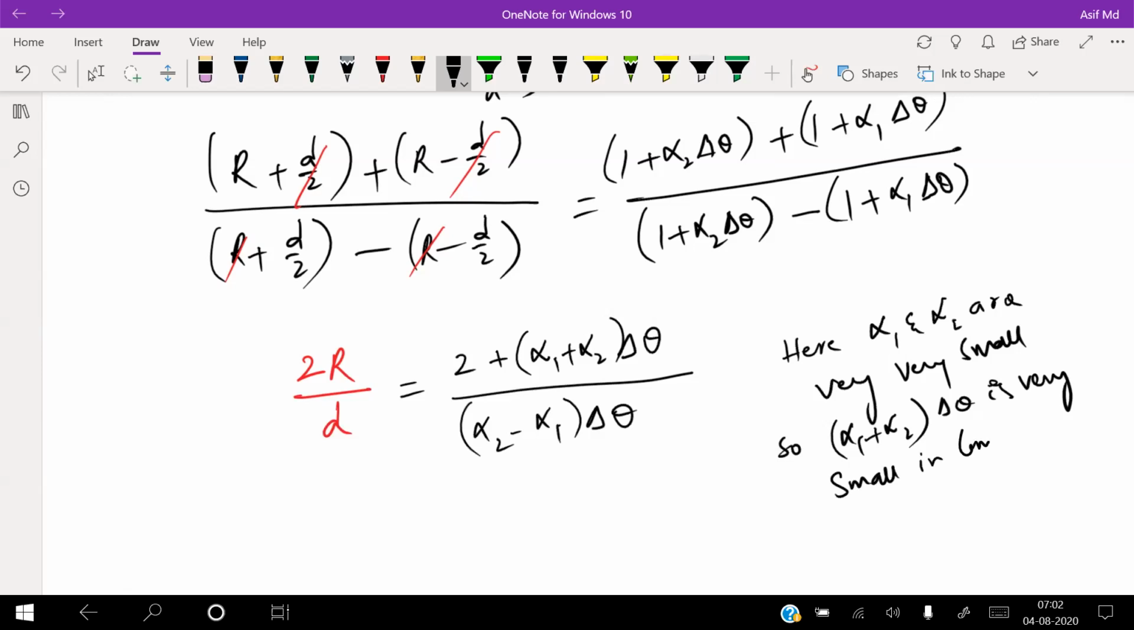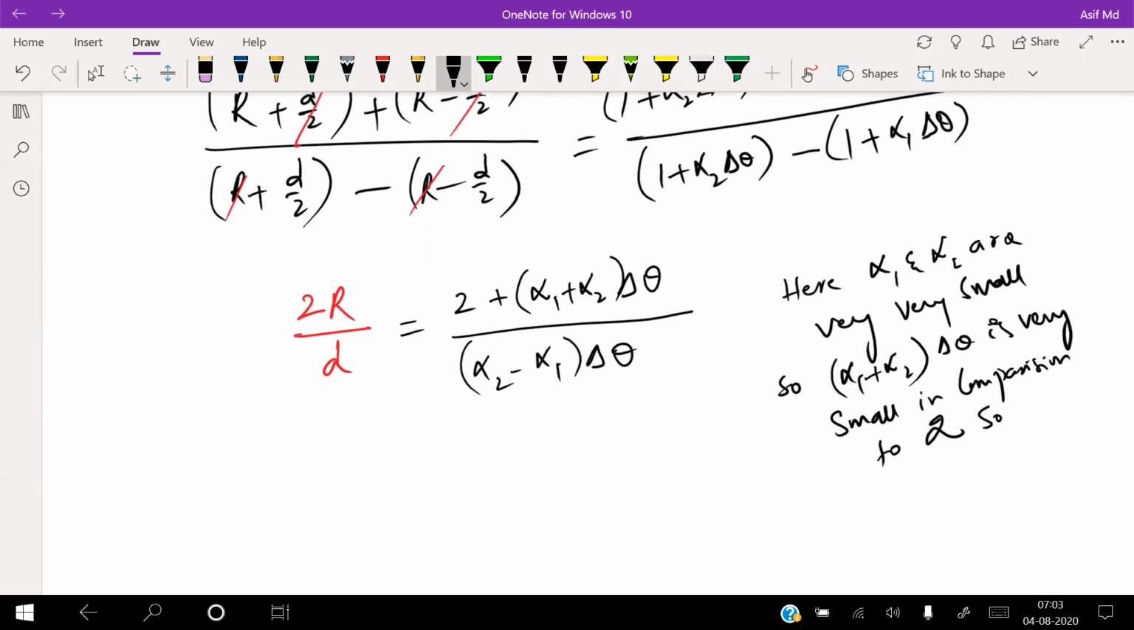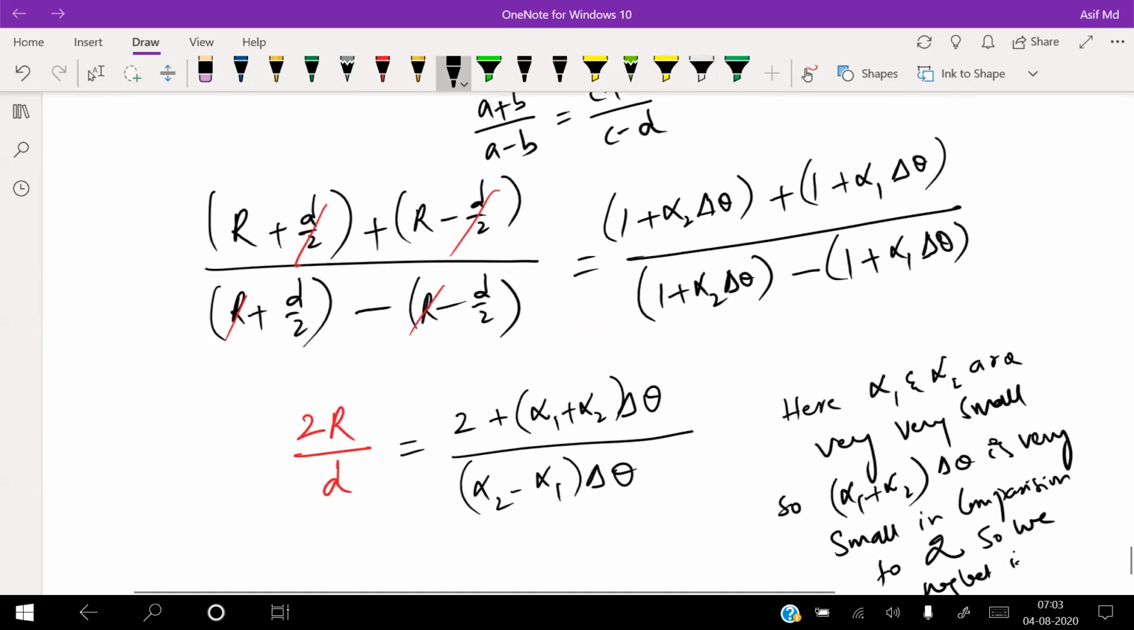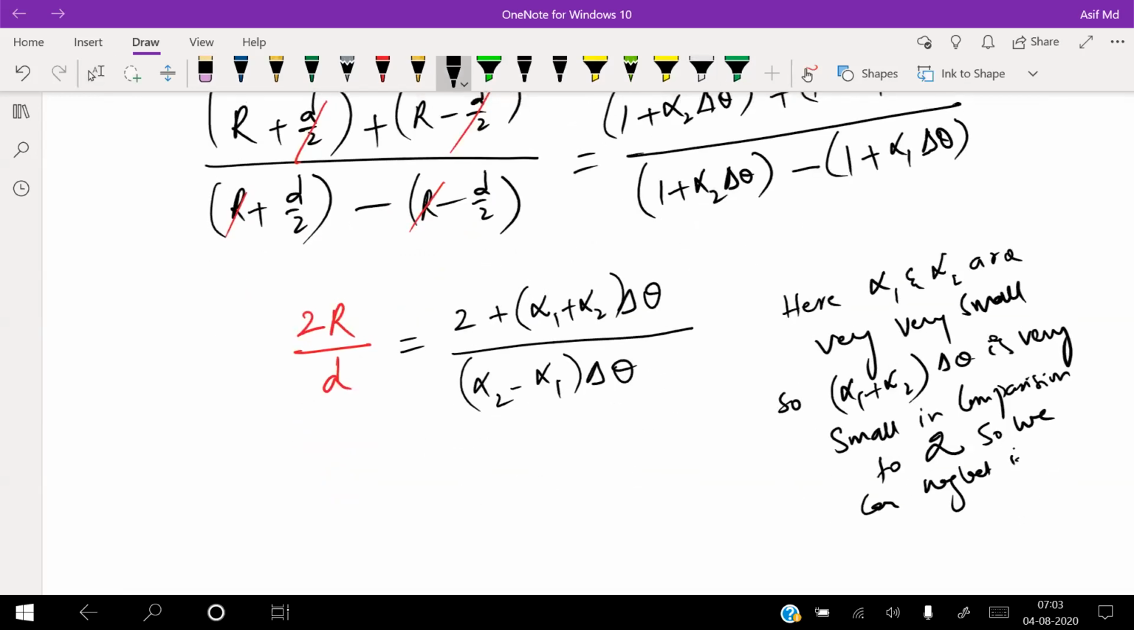In comparison to what? In comparison to your 2, because you are adding with 2 now. So we can neglect it in the numerator. Is this step clear? 1 plus 1 it is 2, plus alpha 1 plus alpha 2 into delta t. Now see, alpha 1 plus alpha 2 are very, very small, so alpha 1 plus alpha 2 into delta t is very small compared to your 2. So we can neglect this term completely right now.